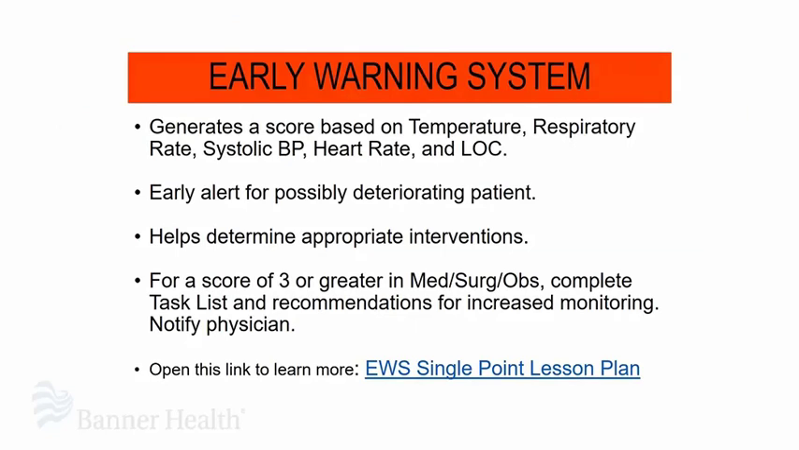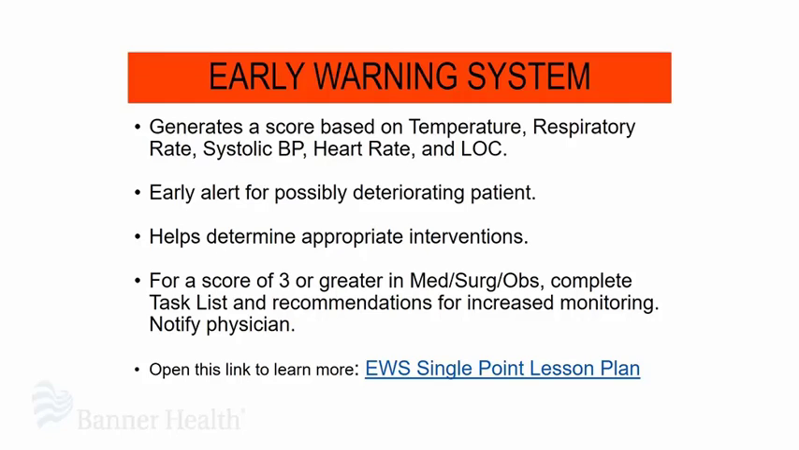Research shows us that a patient's condition genuinely begins to deteriorate 6 to 8 hours prior to a code event. This is our window of opportunity to protect the patient and to stop SIRS from cascading into sepsis, severe sepsis, septic shock. The EWS, which stands for Early Warning System, is a tool that generates a score based on the patient's temperature, respiratory rate, systolic blood pressure, heart rate, and level of consciousness. This is an early alert generated within our Cerner documentation that allows us to identify these possibly deteriorating patients. It also helps us to determine appropriate interventions.